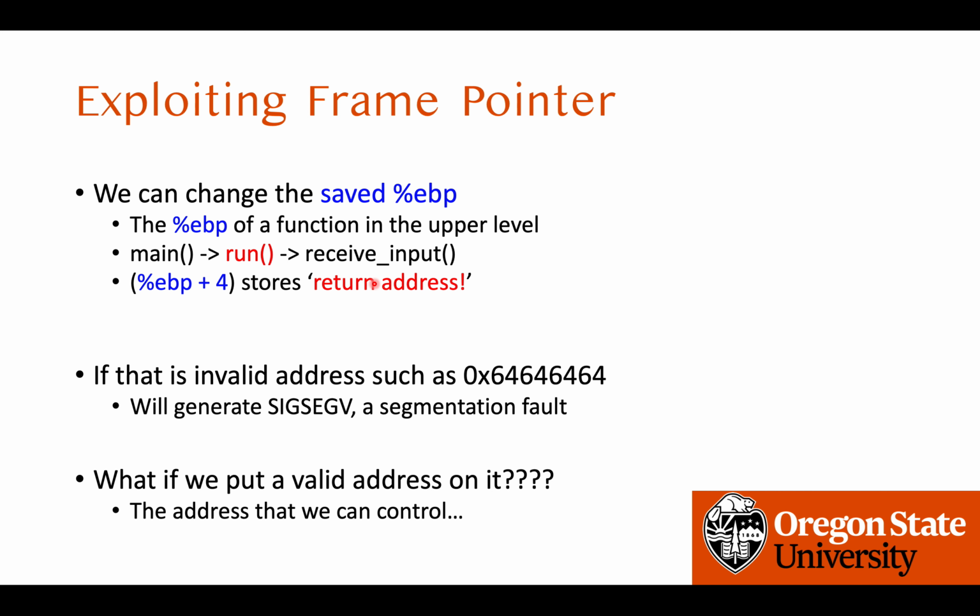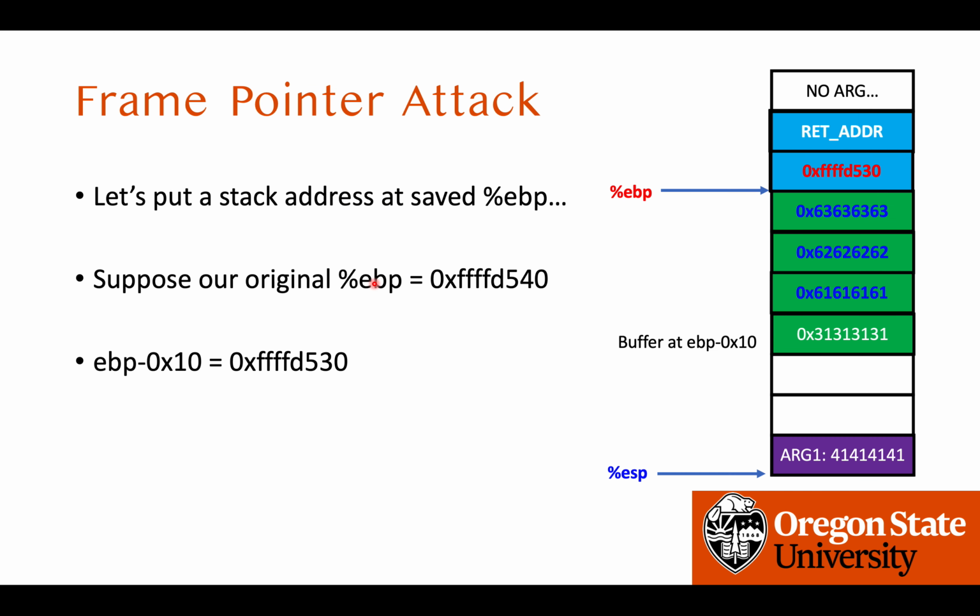Maybe you cannot get how it works, so let's take a look at the example with the diagram. Suppose we have the stack frame like this. We have only a 4-byte buffer with some local variables, and then the saved EBP here, and then the return address here. And suppose our original EBP value is 0xFFFFD540, so this address is 0xFFFFD540, and then the buffer address here is 0xFFFFD530.